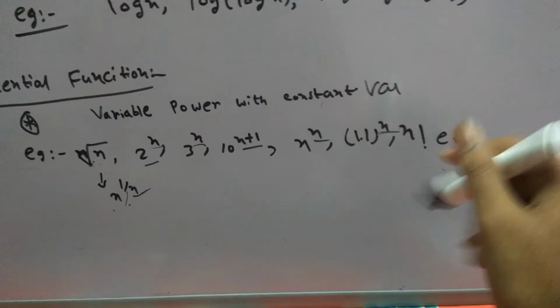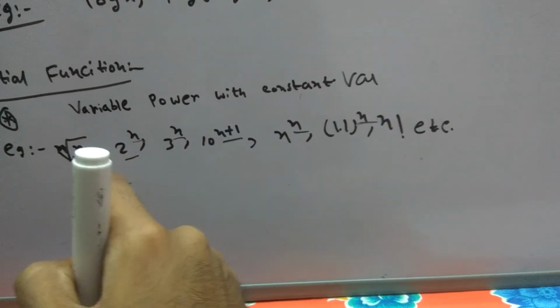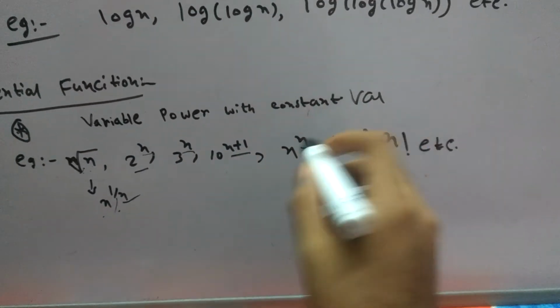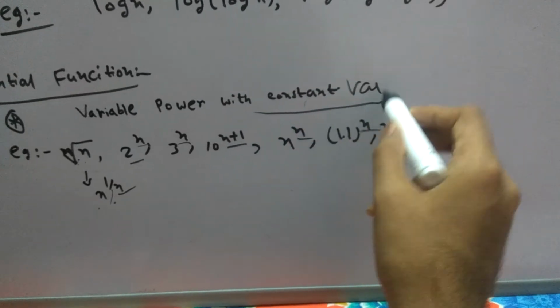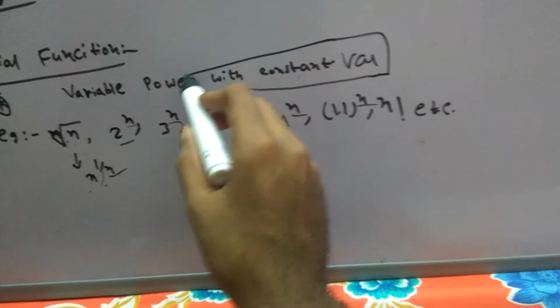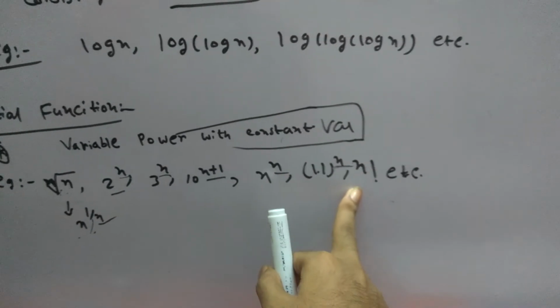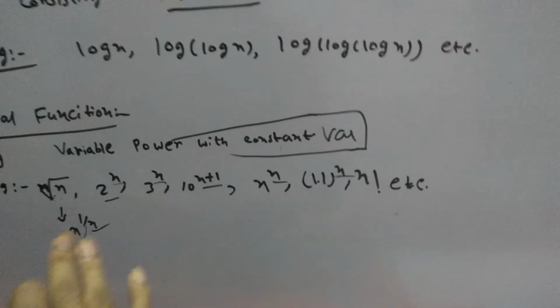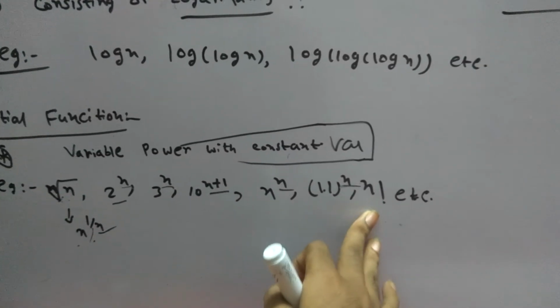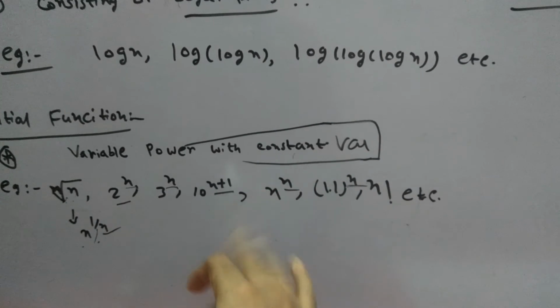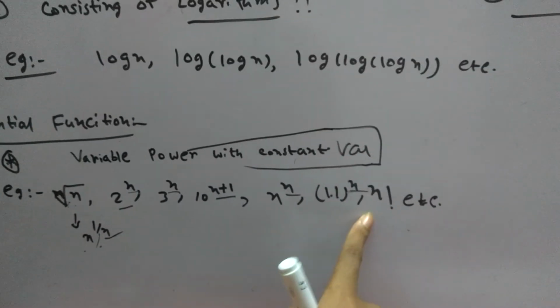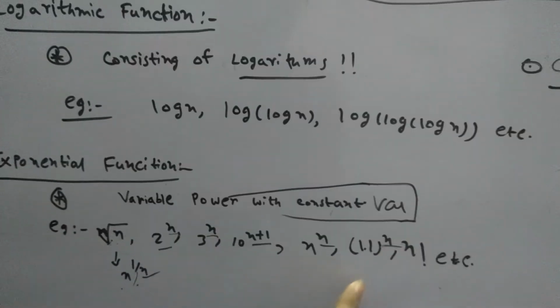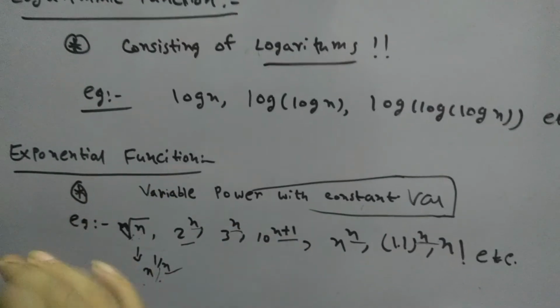There is one exception which also falls in the exponential function form, though it may not actually satisfy this statement. If we go to Google and look at how the graph of n factorial looks, we can understand why it falls under exponential functions. If you draw the curve of n factorial, it also seems to increase exponentially. So that's why n factorial, along with these examples, falls under exponential functions.